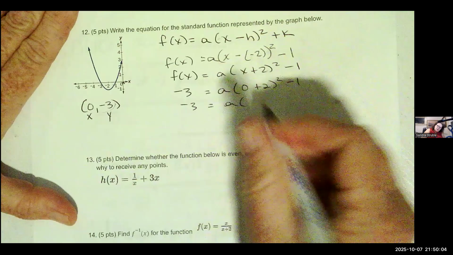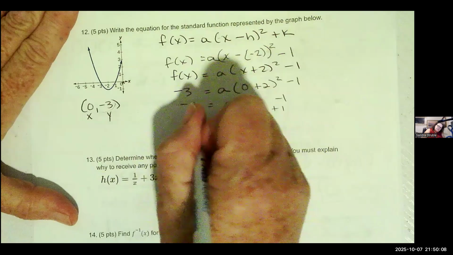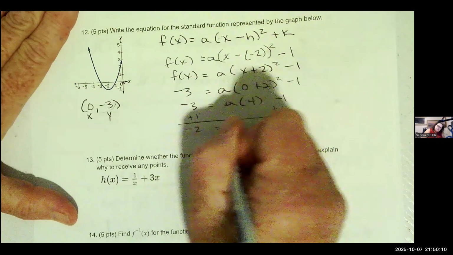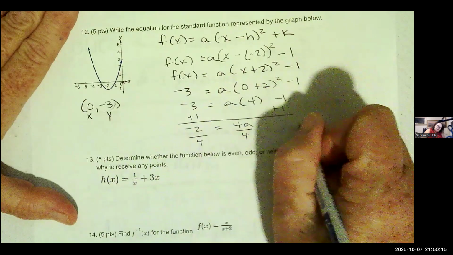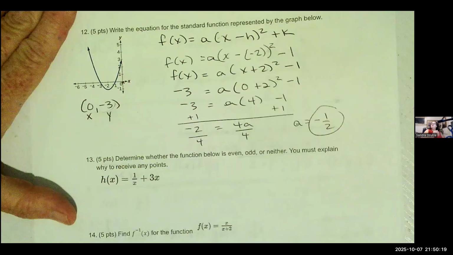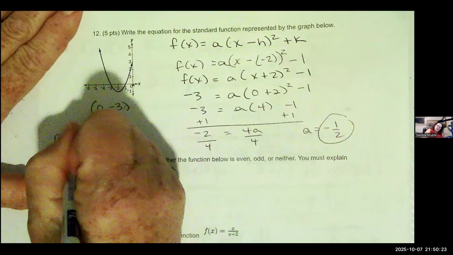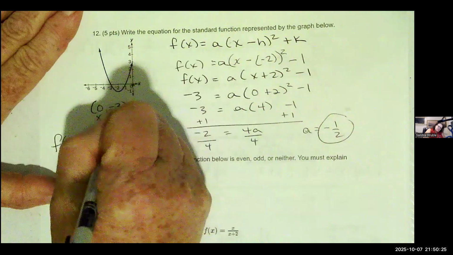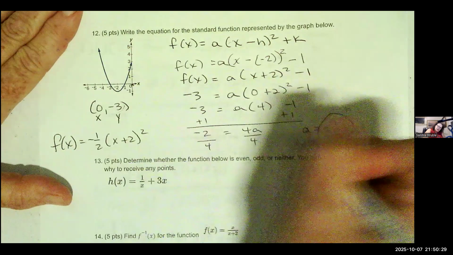2 squared is 4. I'm going to add 1 to both sides. Divide both sides by 4. And A is equal to negative 1/2. Please reduce. Okay. So now we just need to rewrite our function. A is negative 1/2, X plus 2 squared minus 1.